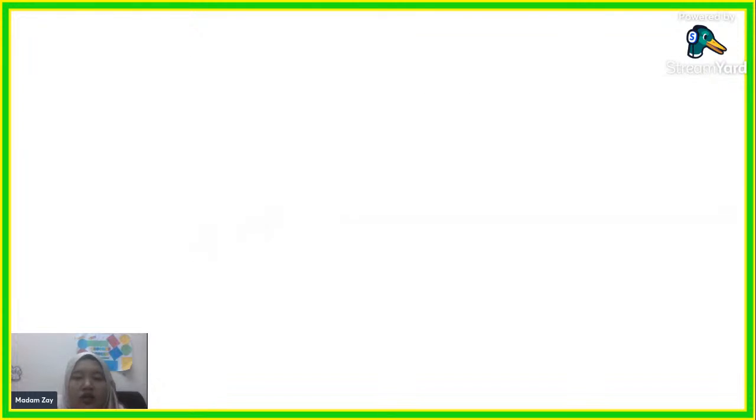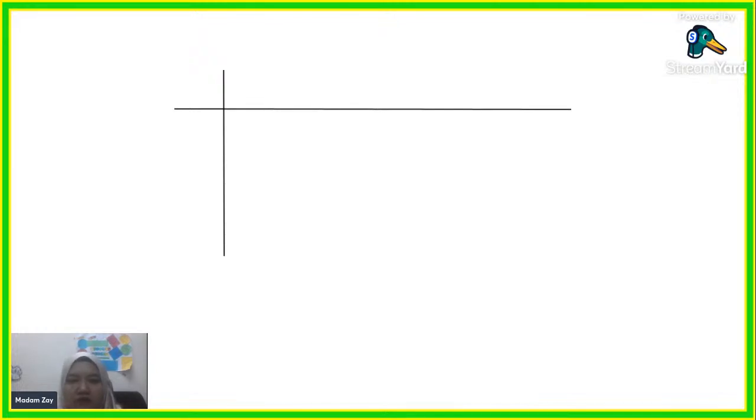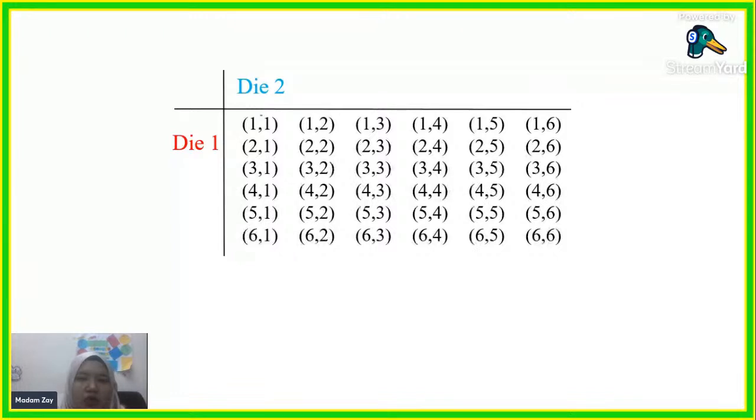So how do we find all the possible outcomes? We can make a table to get the pairs of outcomes. Let's say this is die 1 outcome, this is die 2 outcome. The row is the die 1 outcome, the column is the die 2 outcome. So we have 1 for die 1 with 1, 2, 3, 4, 5, 6 for die 2.